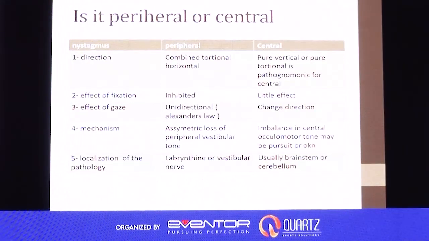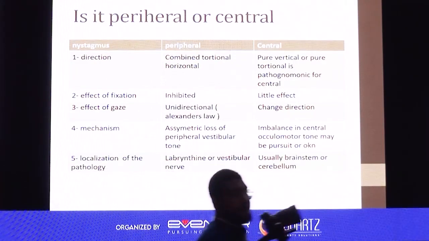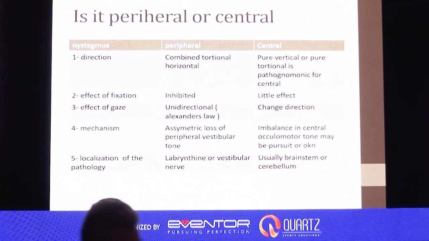The most important thing is to differentiate whether this nystagmus is peripheral or central, by the following parameters. First one, the direction of the nystagmus. In peripheral vestibular nystagmus, it's combined torsional and horizontal, while in central, pure vertical nystagmus or pure torsional nystagmus is pathognomonic for a central vestibular lesion. The effect of visual fixation, I can detect it with and without the Frenzel goggle. It will inhibit the peripheral vestibular nystagmus, but the central nystagmus is not affected by visual fixation.